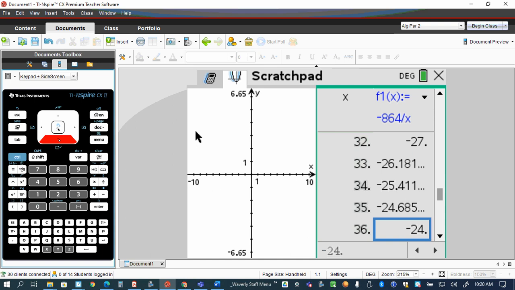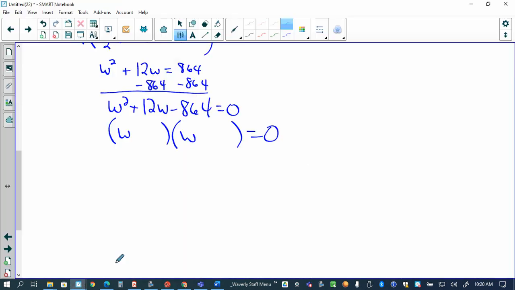Scroll until you find the pair that adds up to the number you need in the middle. So it's 36 and negative 24, so plus 36 minus 24. It's the same every time. What do we do now with these two factors, kids? W plus 36 equals 0.